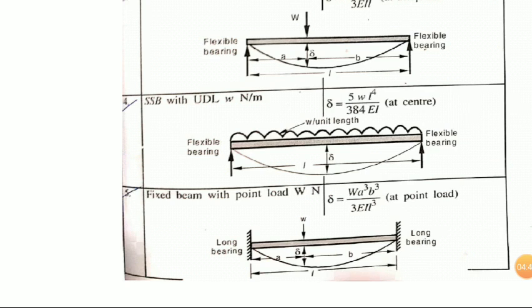So next one, for a fixed beam with the point load W, here you can see that the load W is not acting at the end. If it were acting at the end, then we could use the previous equation, the equation we studied in the previous problem. But here the load W is acting at a distance a from the left and b from the right. So the delta equation is W a cubed b cubed by 3EI L cubed. So you have to remember all these cases.